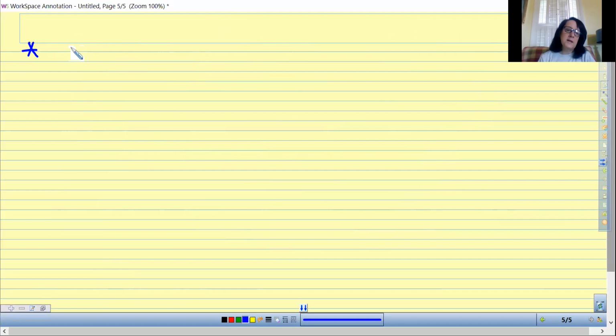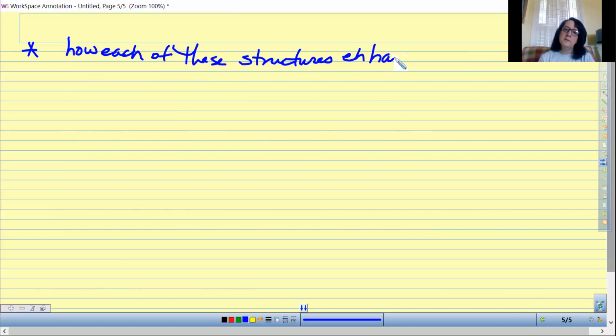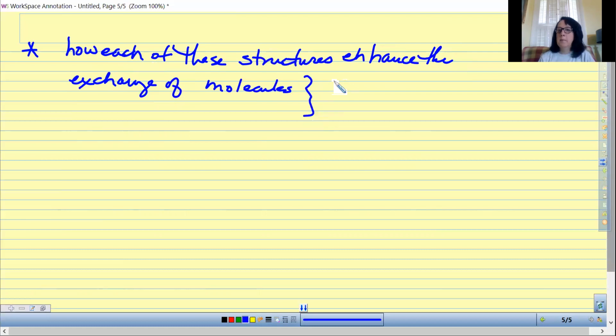And one of the things that I see in a review guide is it says there is a little discussion on how each of these structures enhance the exchange of molecules. Well, what may those molecules be? It could be a molecule of water. It could be your 4 macromolecules, which we discussed in the last section, Unit 1: carbs, lipids, proteins, nucleic acids.